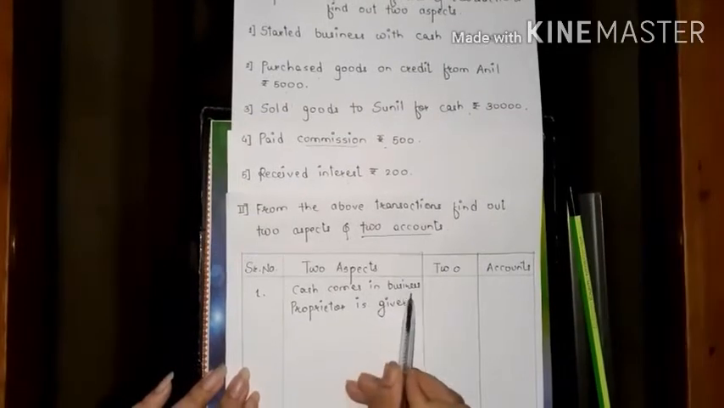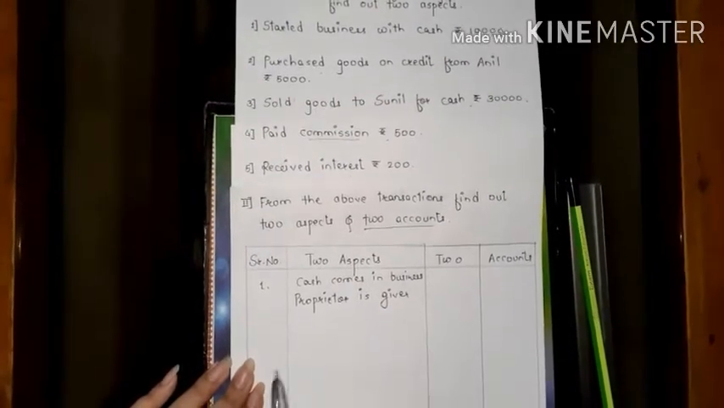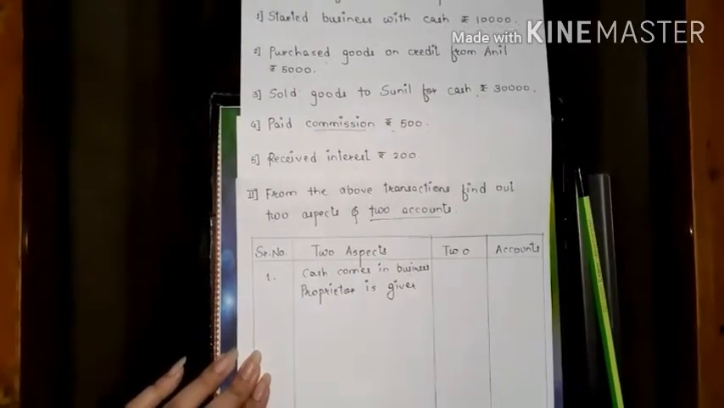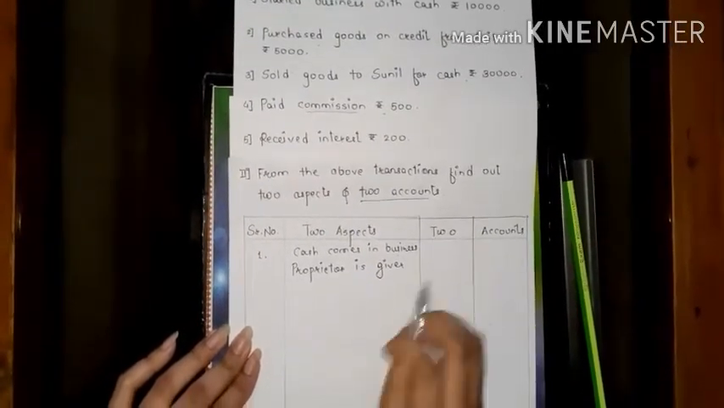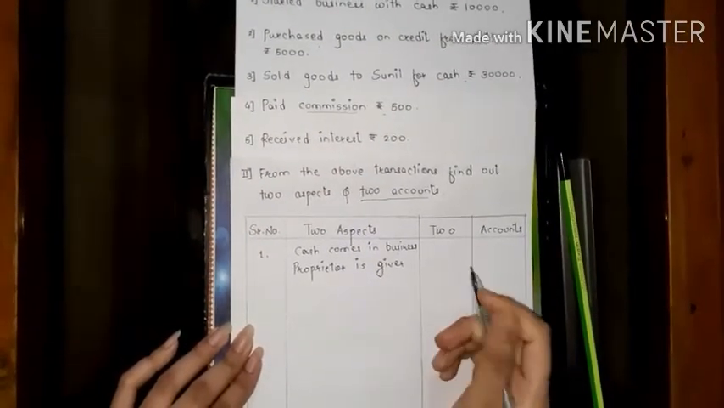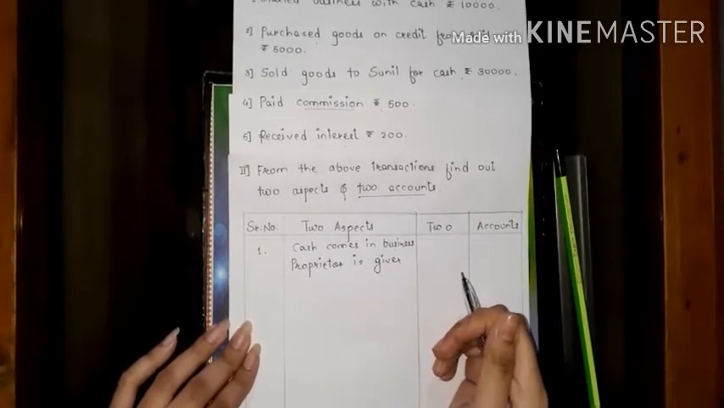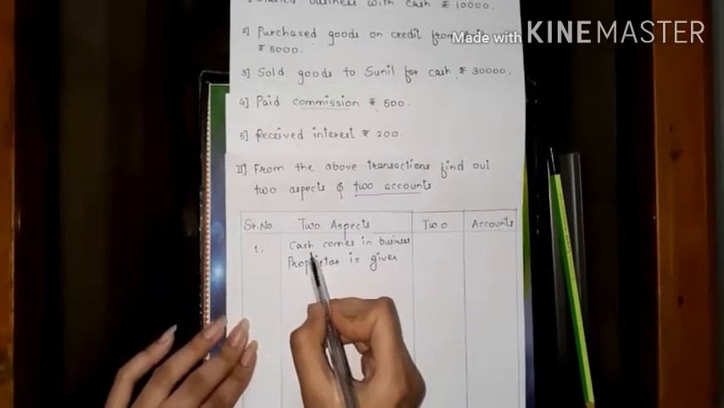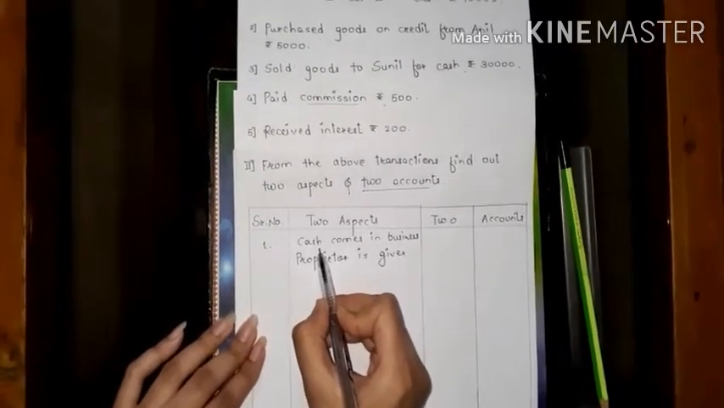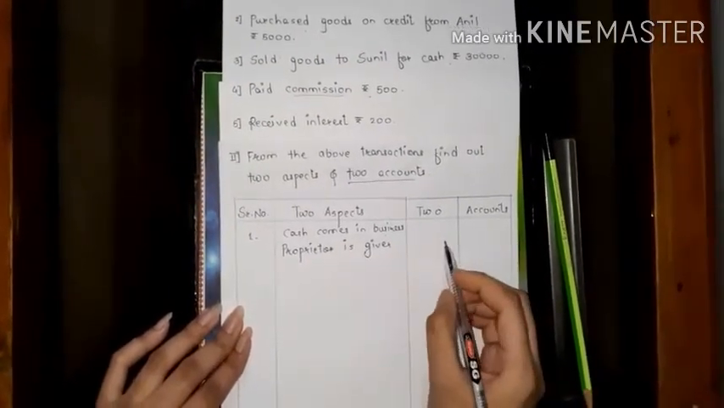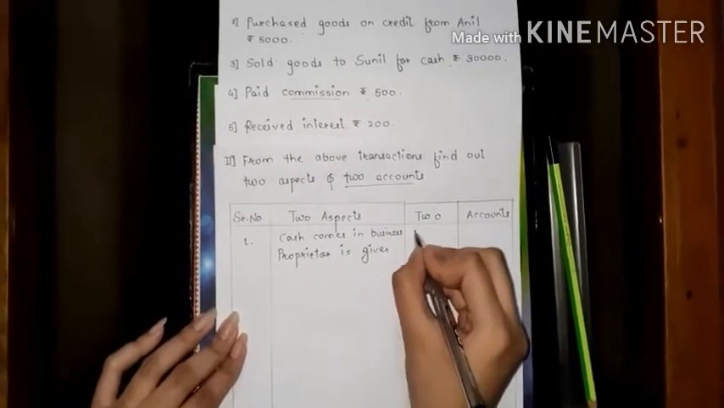Now cash comes in. This is the first aspect. Now what is cash account? It is a real account. As in my previous videos I have already told you, all the assets are real account. Cash is also our asset, so it will appear in real account. So we will write here cash account.